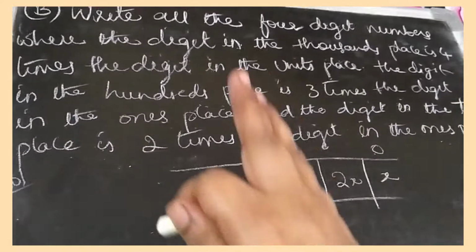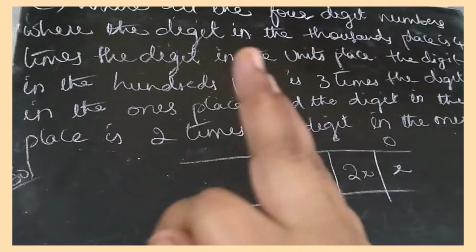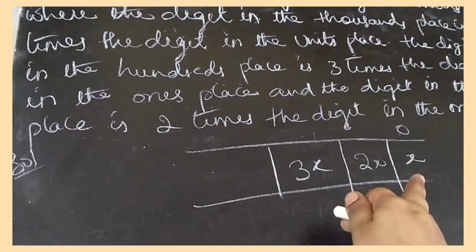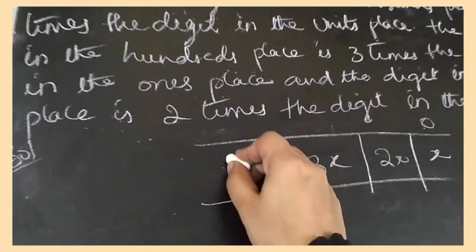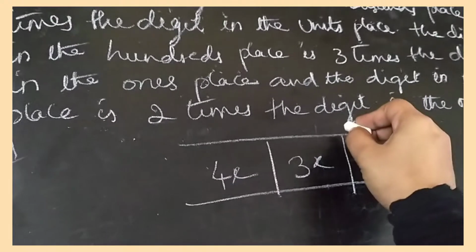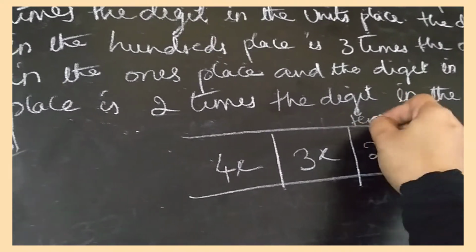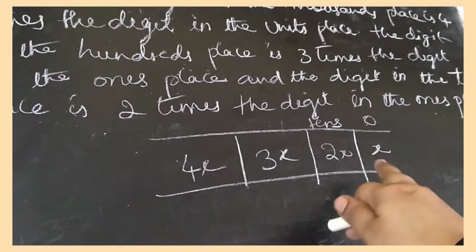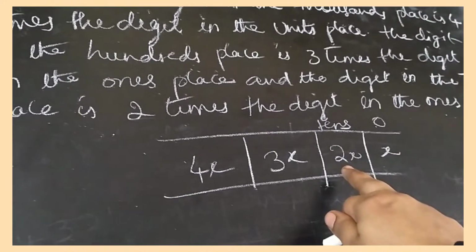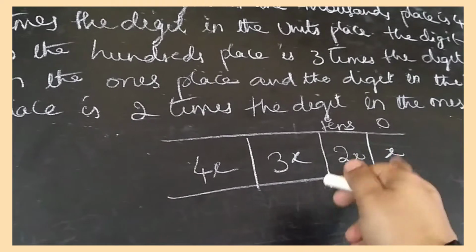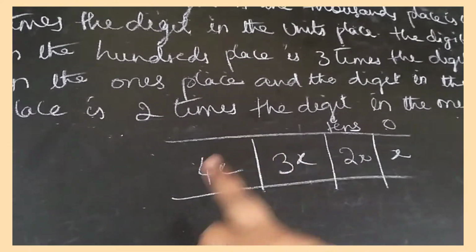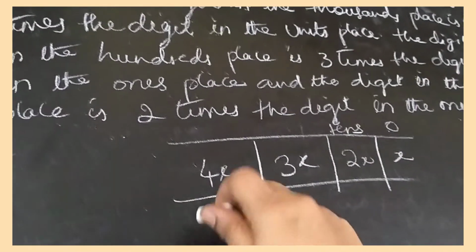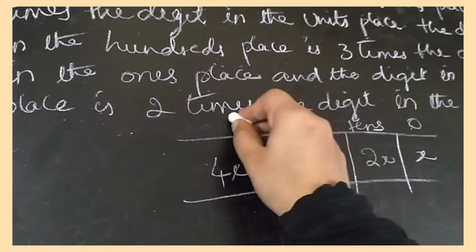Then, the digit in the thousands place is 4 times the digit in the units place. Units means ones place. 4 times it is thousands. The digit in the tens place is 2 times the ones place. Then 3 times the ones place in the hundreds, then in the thousands 4 times the ones place.